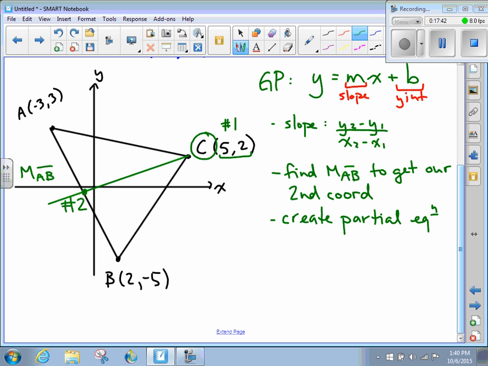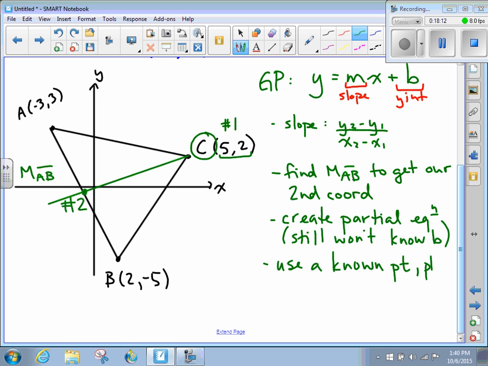And then when we have our partial equation, the only thing that we still won't know is our y-intercept. So we know the m, we know the slope, and then the letters x and y are going to be in. So your last step is to use a known point, plug in, and solve for b.